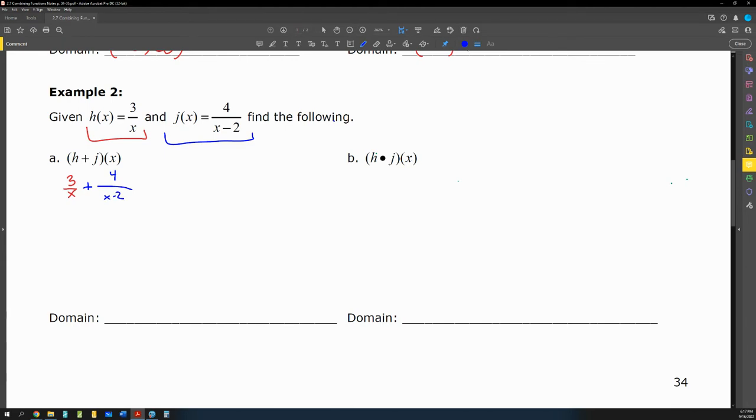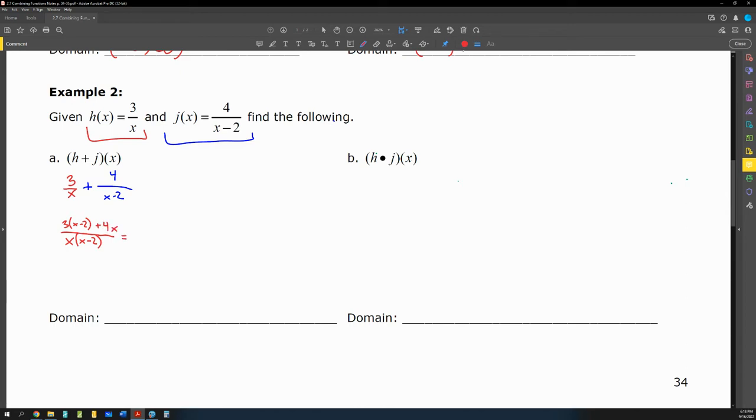And in order to simplify this, I need to find a common denominator. So our common denominator is simply going to be the product of x and x minus 2. So we have x squared minus 2x. I'm not going to show that multiplication yet. We can just write out that product. And then in order to get that common denominator, the numerator of our left-hand term should be multiplied by a factor of x minus 2. So we have 3 times the quantity x minus 2, and then plus 4 times x.